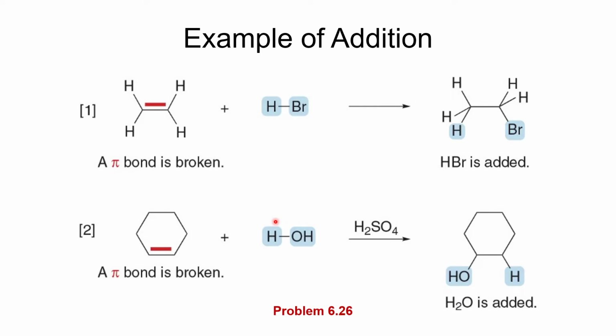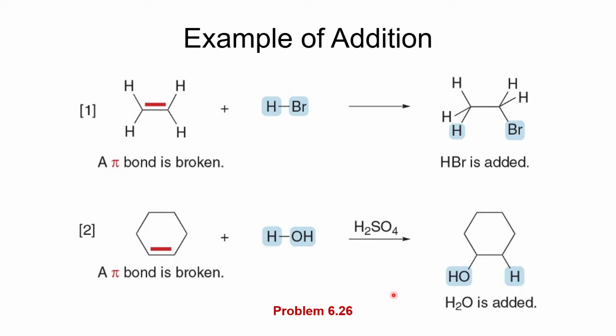All right, and then here is an example of an addition reaction. We can add HBr across this carbon-carbon double bond, and we'll get hydrogen connected to one carbon, bromine connected to another. This one, we're going to add water across a carbon-carbon double bond. We'll get hydrogen bonded to one of the atoms and the OH bonded to the other atom.